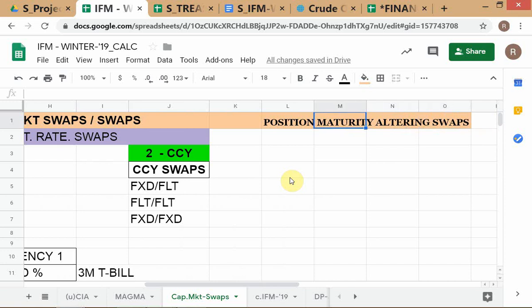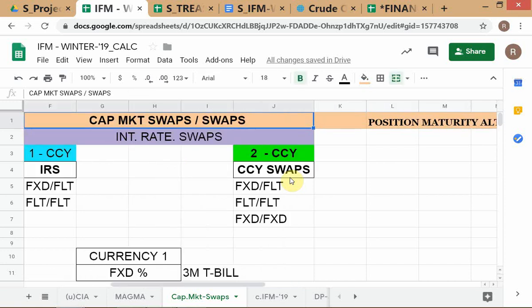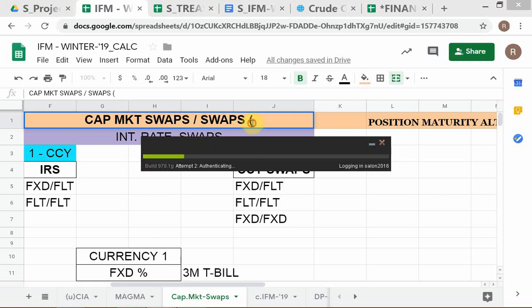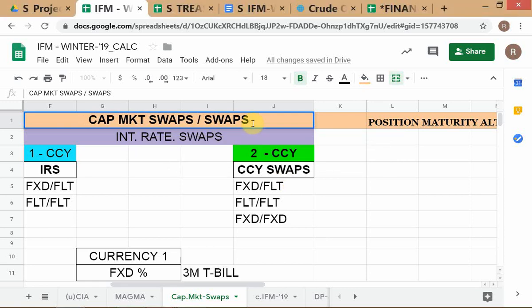Because this capital market swaps, which and give this a little bit of, we're losing the connection. Are you following what we are doing here?